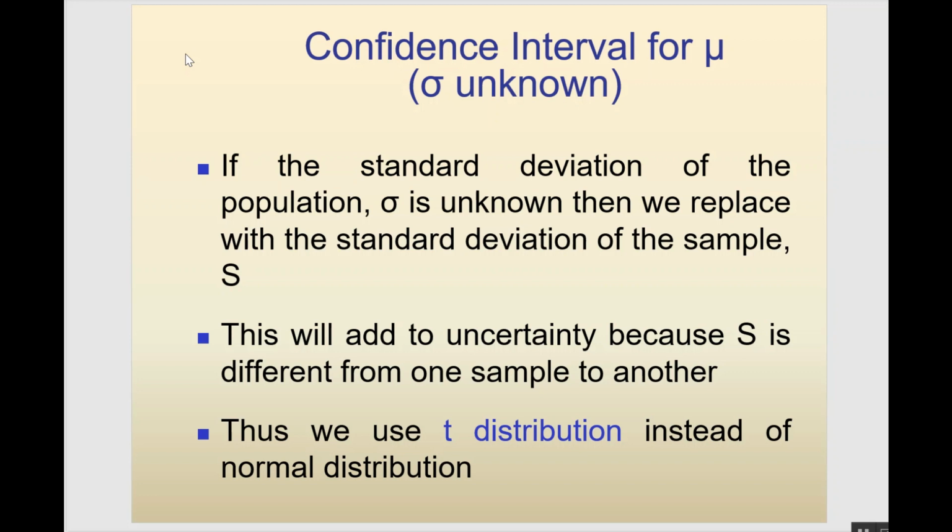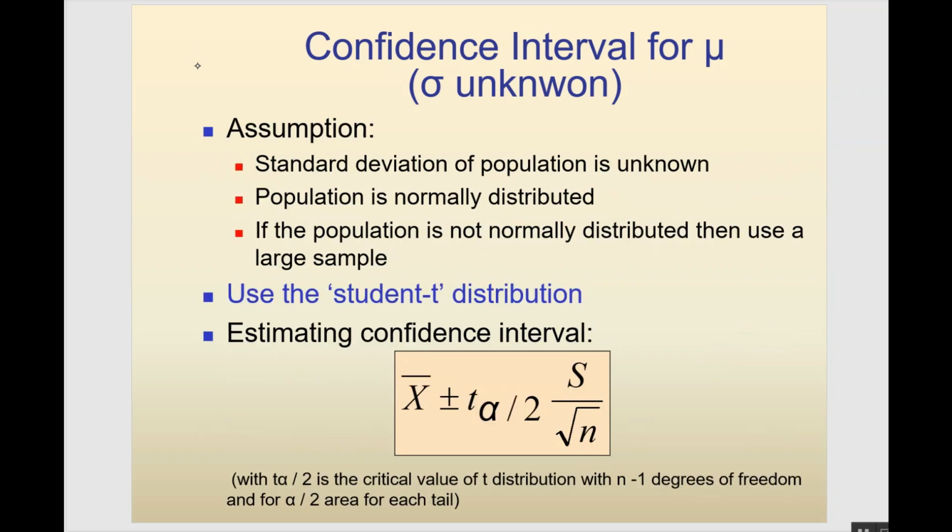But in the case that it is unknown, we use the t distribution instead of the normal distribution, because it adds uncertainty, because S is different from one sample to another sample. So basically, this is how we estimate confidence intervals if your standard deviation is unknown.